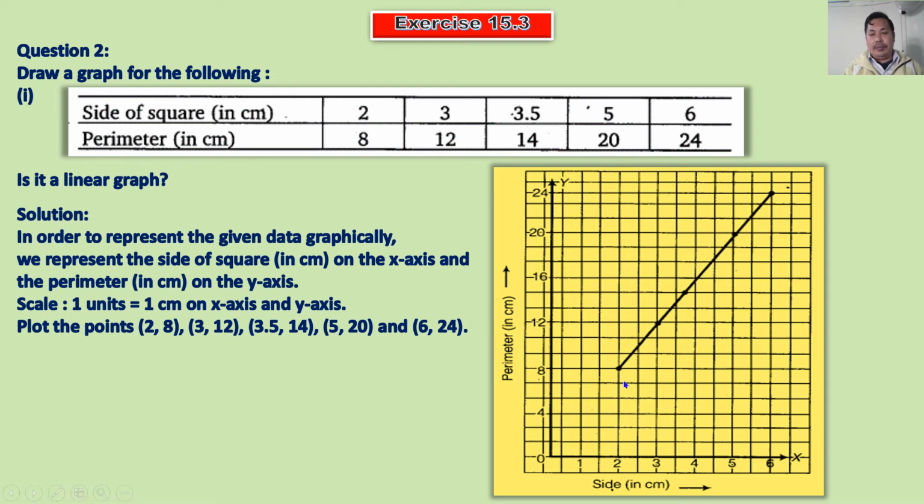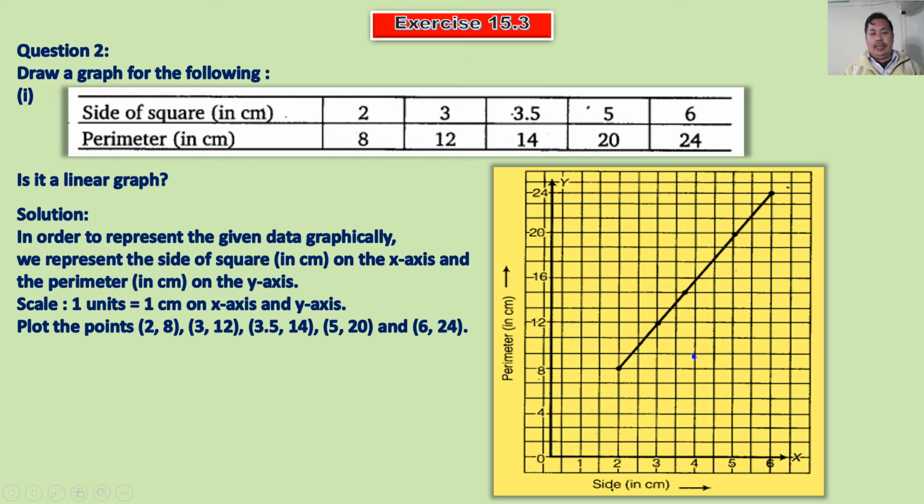So here you see first 2 and 8. The value of x is 2 here. From here you come up and take a point, so that when you go towards the y-axis you get 8. So this is the point to represent the coordinates (2, 8). Next, 3 and 12. So 3 is here, then you come straight up and you get a point here, and if you go towards the y-axis you get 12. So this point indicates the coordinates of x and y as 3 and 12.